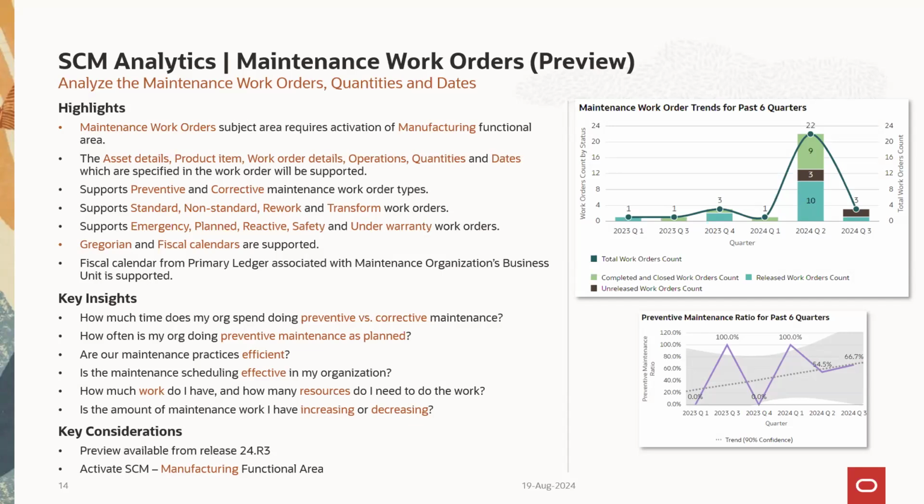Some of the key insights which you can analyze are how much time does my org spend on doing preventive versus corrective maintenance? How often is my org doing preventive maintenance? Are our maintenance practices efficient? How much work do I have to do? How many resources do I need to do the maintenance work? Is the maintenance increasing or decreasing? So all these kinds of insights are possible from the subject area. Some other key considerations again are we need to activate the manufacturing functional area. So along with the manufacturing subject areas, once you activate the manufacturing functional area, you'll have all manufacturing and maintenance subject areas in your instance. Okay.